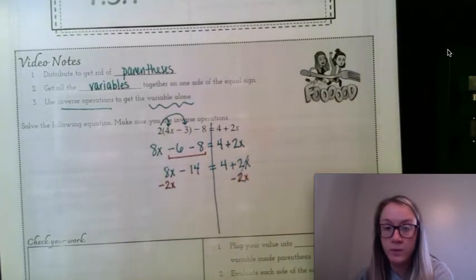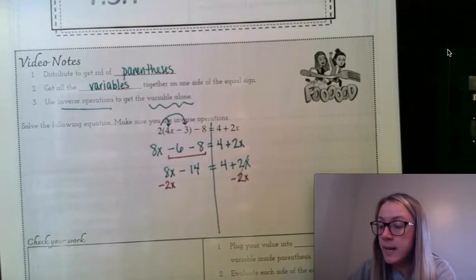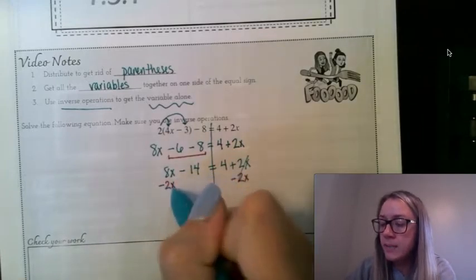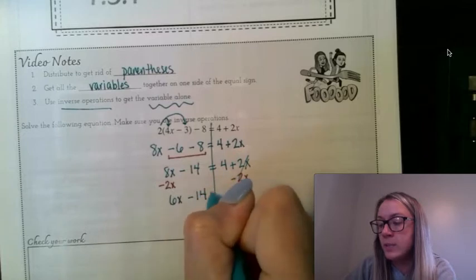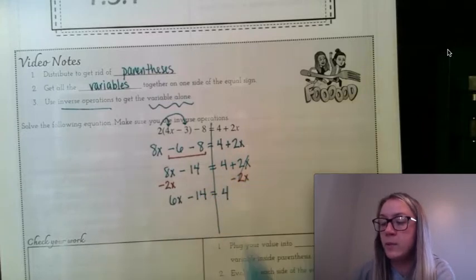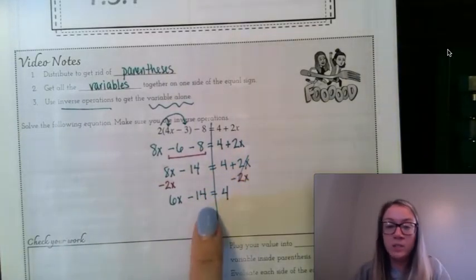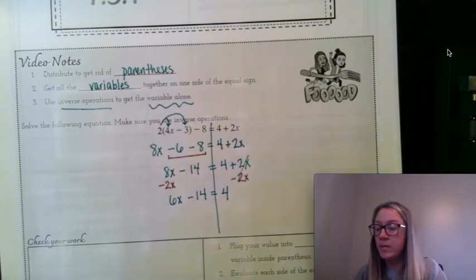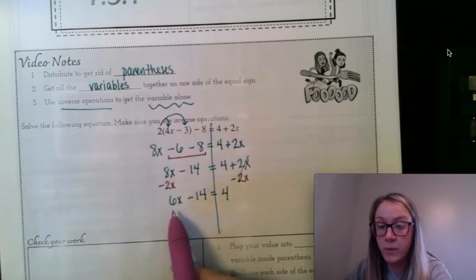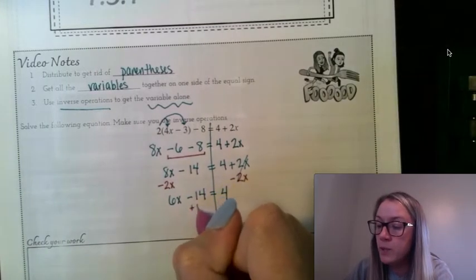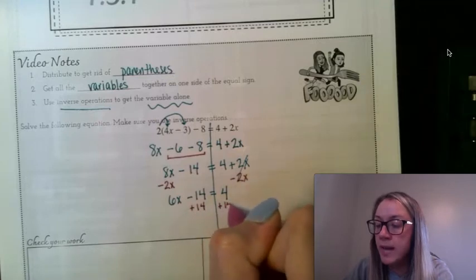These will cancel, so that disappears on the right-hand side. 8x minus 2x is 6x. I still have my minus 14 equals a positive 4. Now this is a 2-step equation. I want to get my variable alone, so I'm going to start by moving this minus 14 first before I move the 6 because this is furthest from the variable. I'm going to add 14 to both sides.